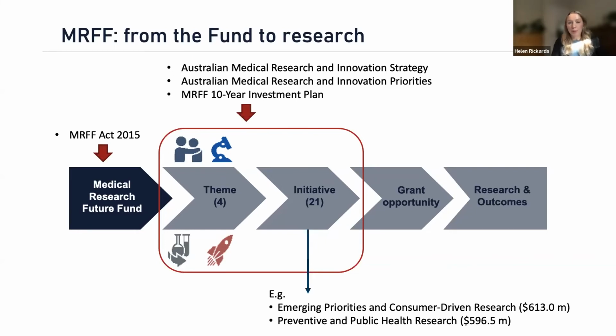We do want consumer involvement in all MRFF funded research and in all of our initiatives. But at the bottom of the slide, you can see that I pulled out 2 initiatives in particular. These are ones that have a more overt consumer focus. The first one's the Emerging Priorities and Consumer Driven Research Initiative, and the title mentions consumer there. The other initiative that I wanted to mention specifically today is the Preventative and Public Health Research Initiative. Within the 10-year plan, there's $100 million over 10 years that's specifically to support projects that identify and prioritise research that will most benefit patients and their families.